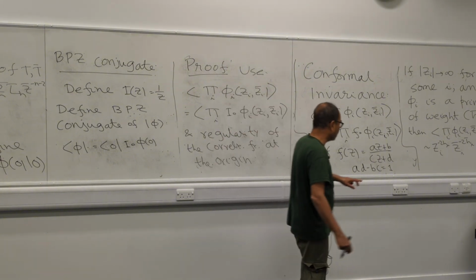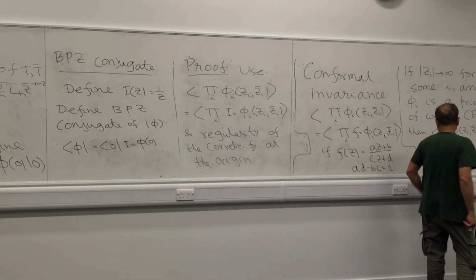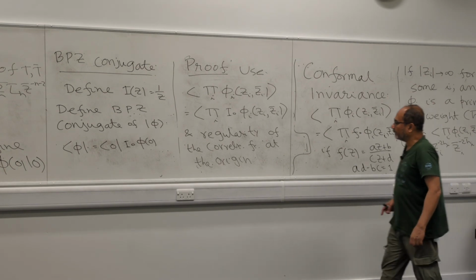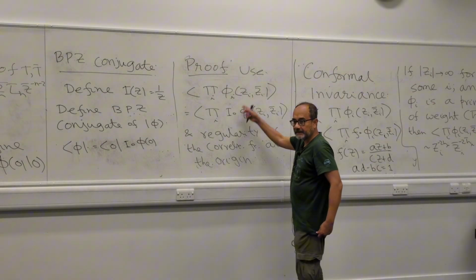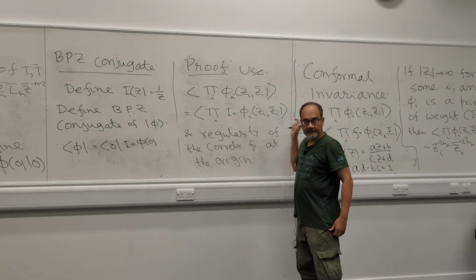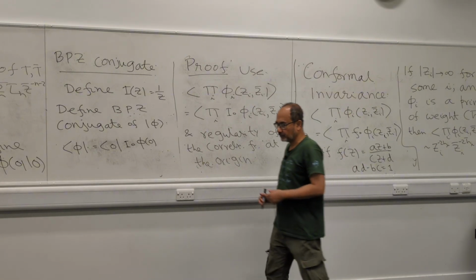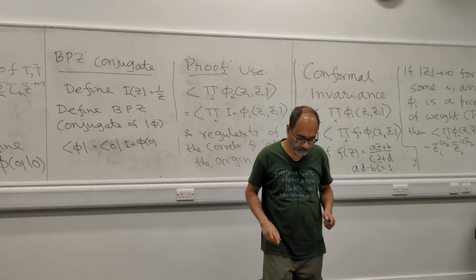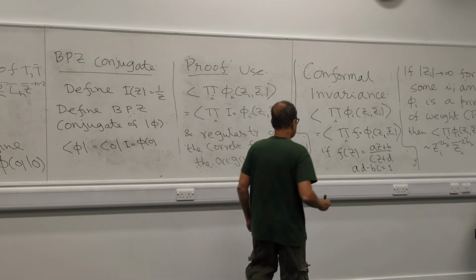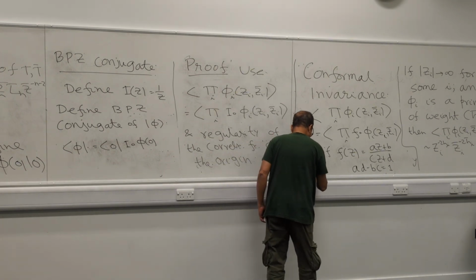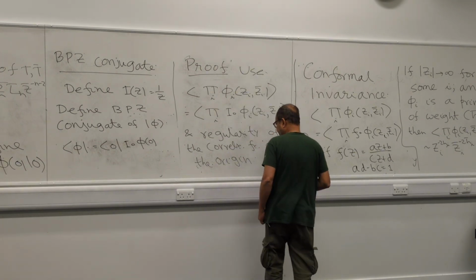This extra factor that you see here is essentially coming because when you apply I, there are some additional factors of Zi to the 2h that's responsible for those factors over there. The detailed proof I'll leave as an exercise. Here is the exercise.